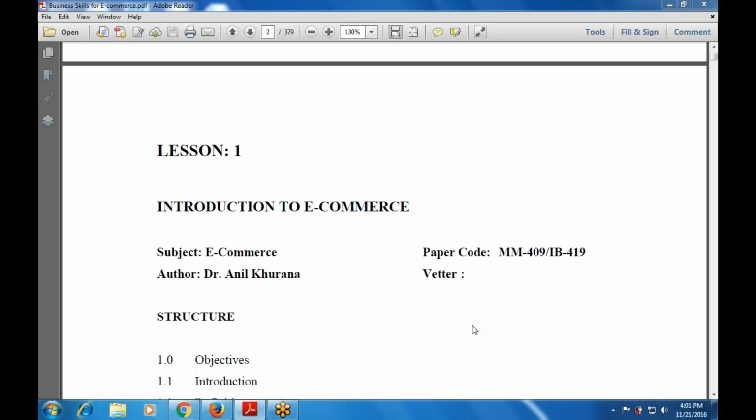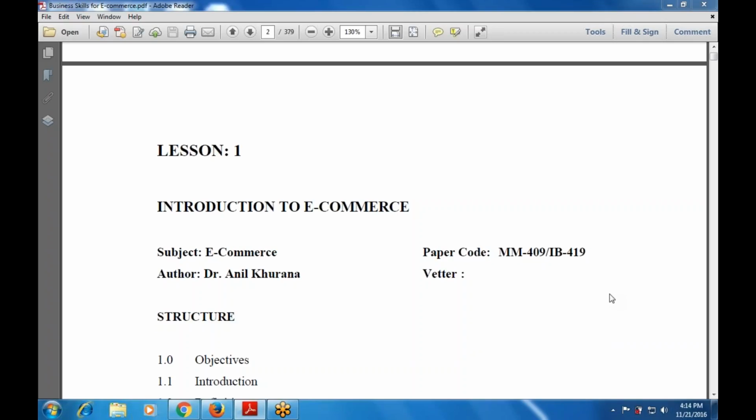Yes, today's topic is a revision for the business skills for e-commerce. In the last class, we finished the revision of the quality system in IT module. Now, today's module revision is the business skills for e-commerce. This is just a revision of the whole module, each and every chapter. So let's begin with the chapter numbers.